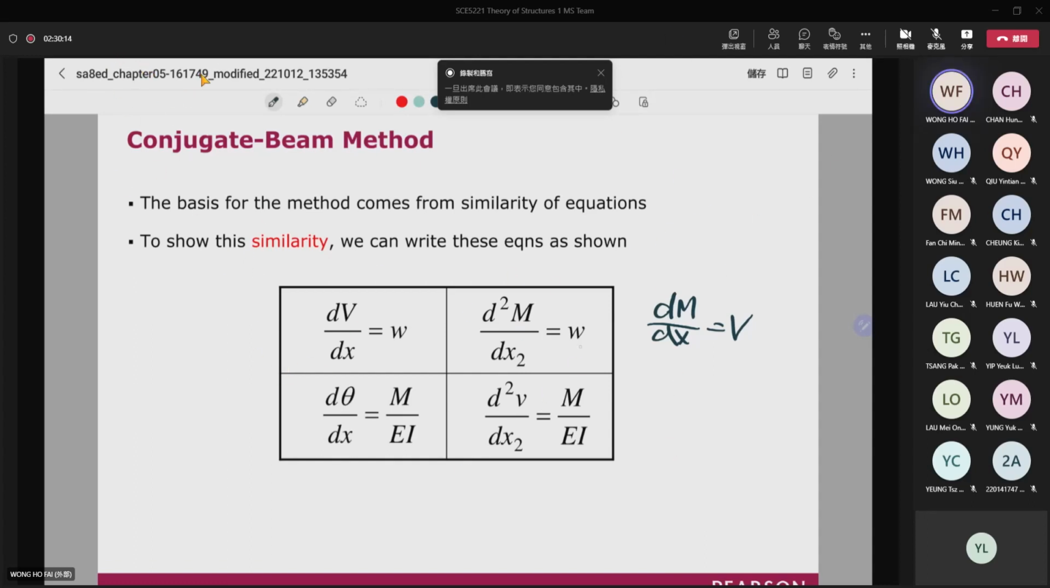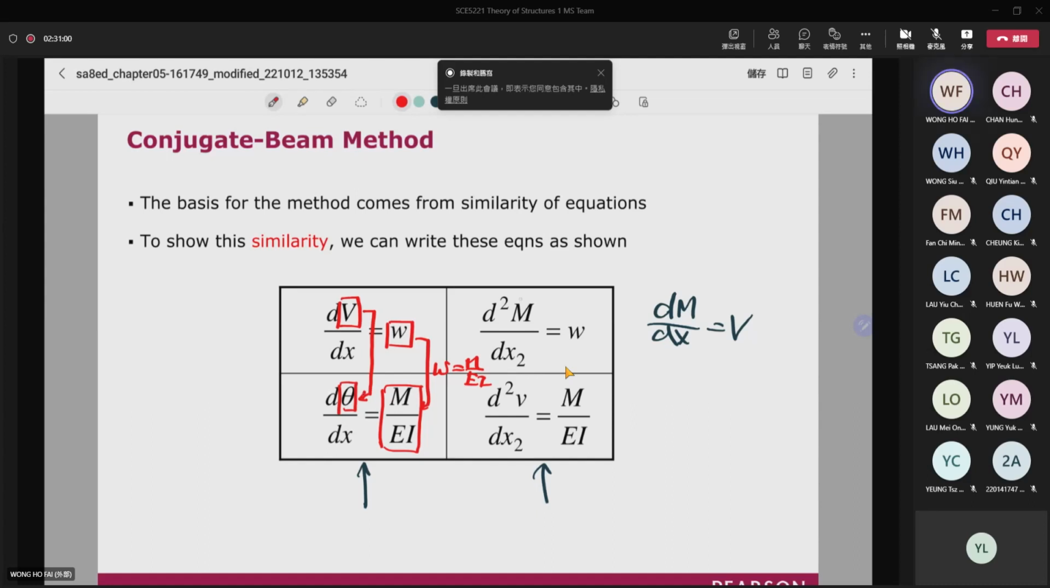And then from our previous equation, I showed you that dθ/dx is equal to M over EI. And then we have d squared v dx squared is also equal to M over EI. So can you see the similarity of these equations? Yeah, you differentiate something, then you can get W, right? Well, here you can also differentiate theta, and you can get something here. So if W is equal to M over EI, then actually the shear is equal to the rotation, right?